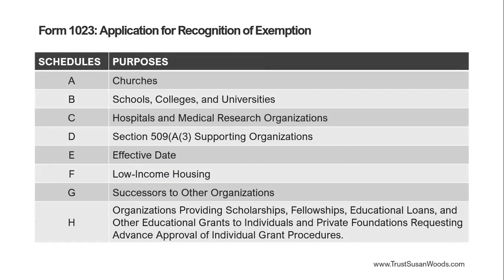The Form 1023 application for recognition of exemption also includes schedules, but schedules are only used on a per needed basis. Most of the time, applications don't require you to complete the different schedules. However, you can look at the list of schedules here and the purposes to determine whether or not you would need to complete a schedule to go along with your Form 1023 application. For example, if you are starting a church, then you will have to complete Schedule A, and the schedules are included in the Form 1023 application. You just choose the schedule that's relevant to what you're doing. If you're starting a school, Schedule B. If you are planning to provide any type of scholarships or loans or grants, then you would do a Schedule H.